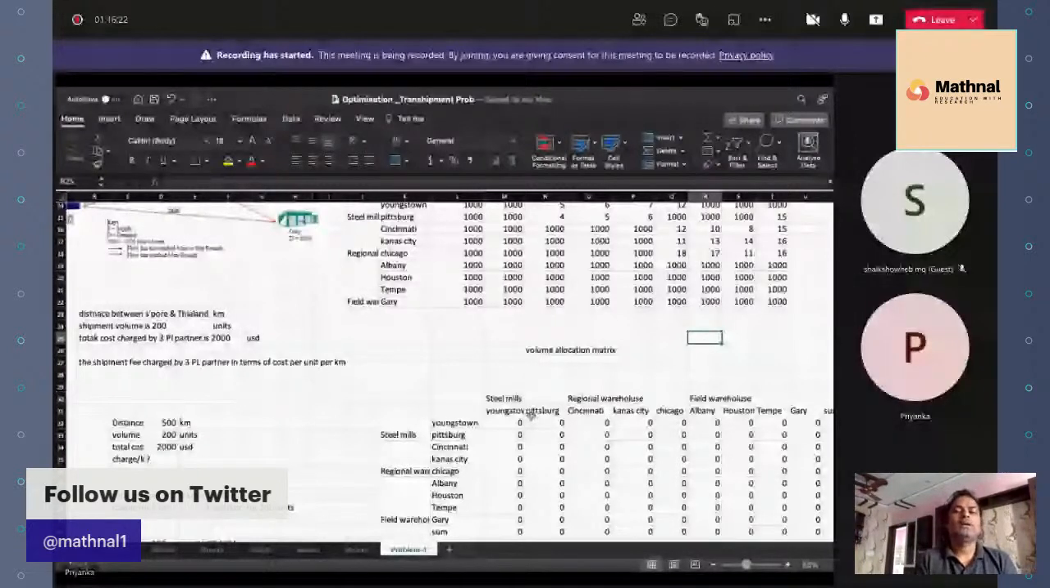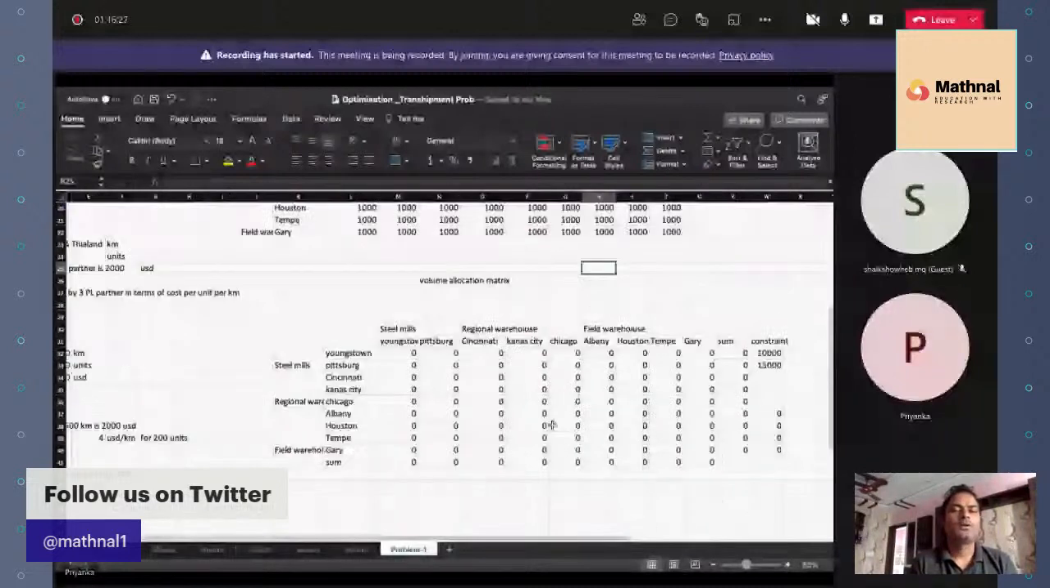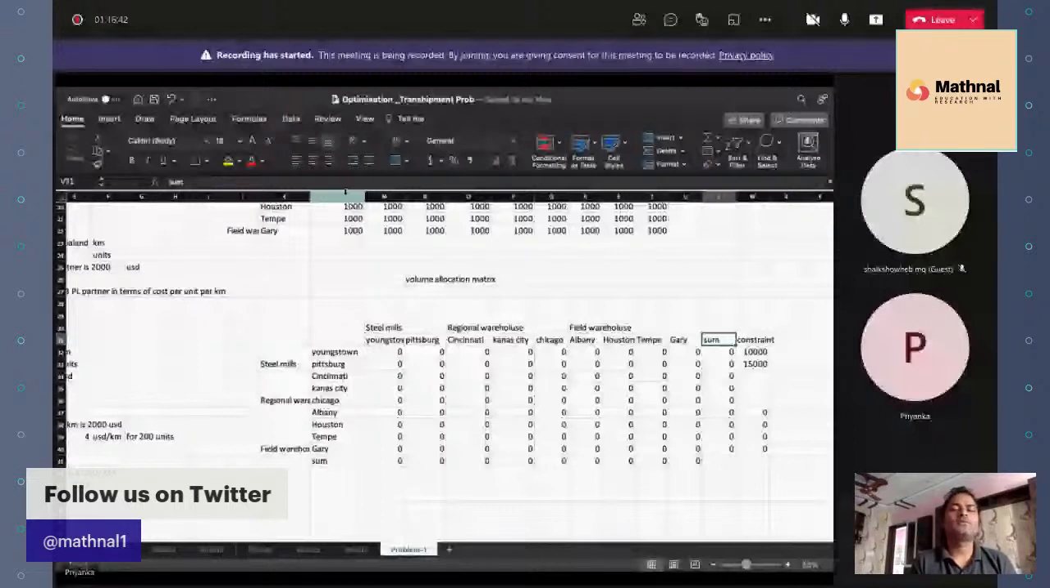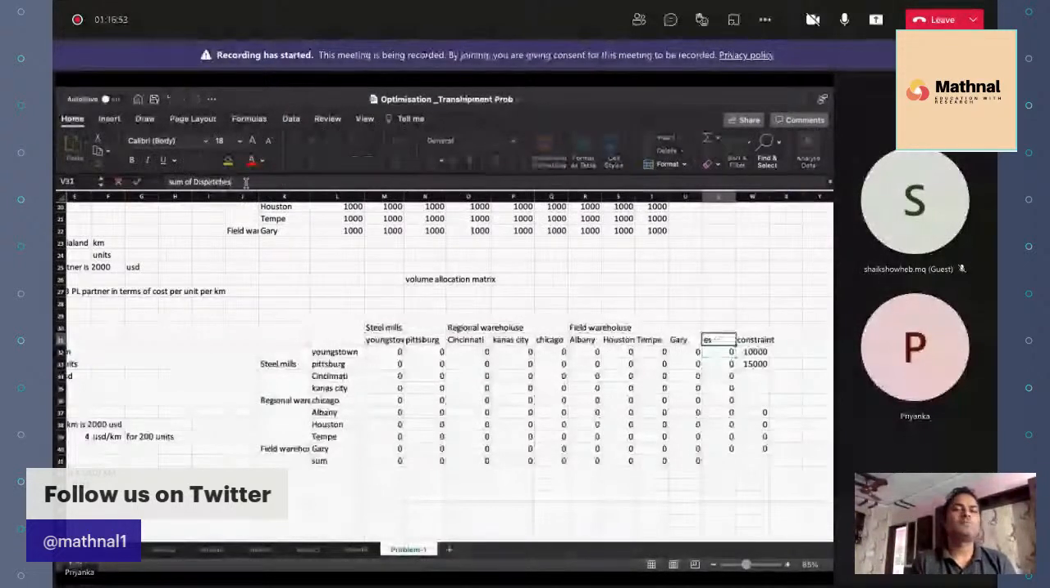Go to the allocation matrix, and the first one is Youngstown. Youngstown in the receiving area. There is no receiving area; there is a dispatch area. You can mention the sum of dispatches. That is outflow. Always when you are drawing a matrix, you need to understand what is outflow and what is inflow. Dispatch means outflow.